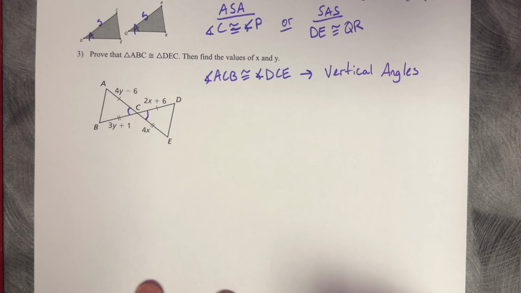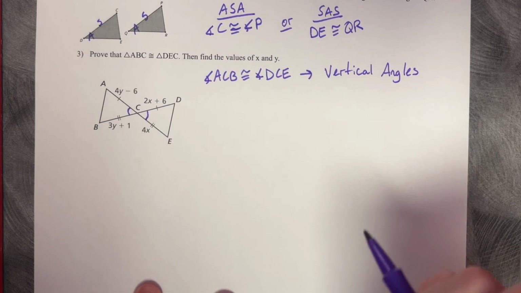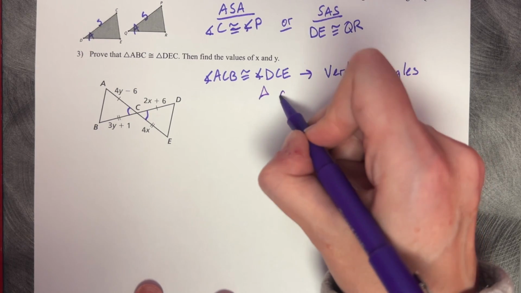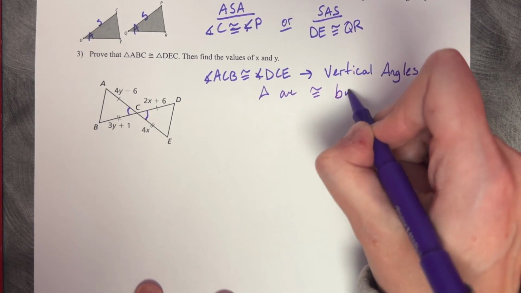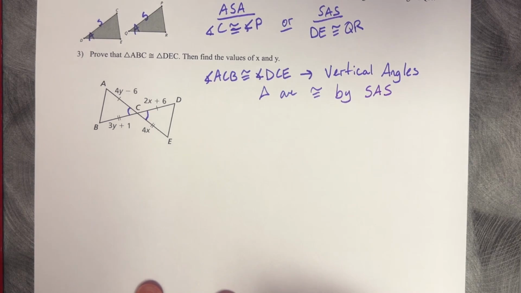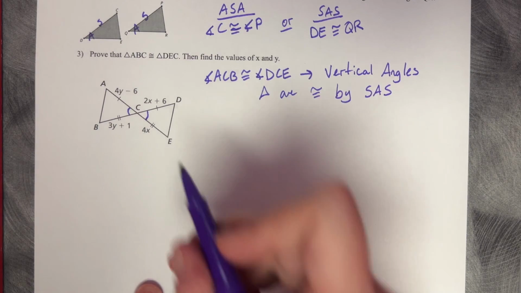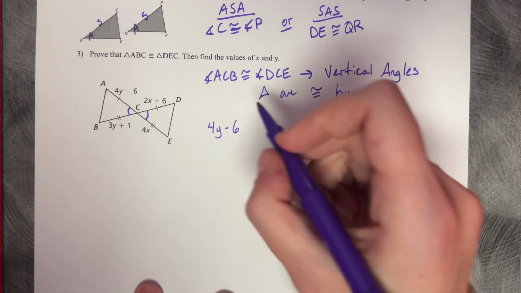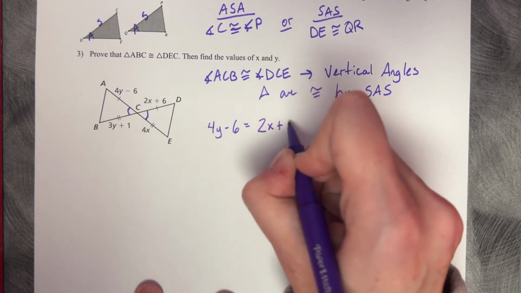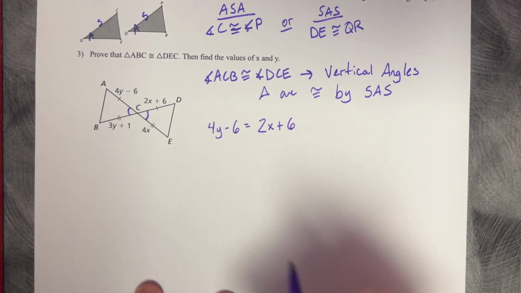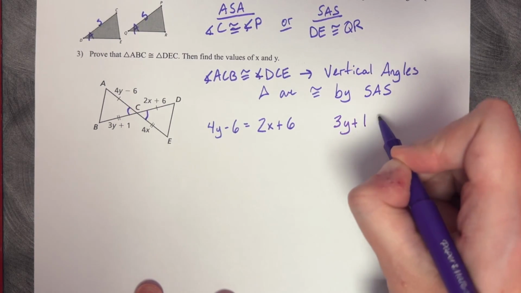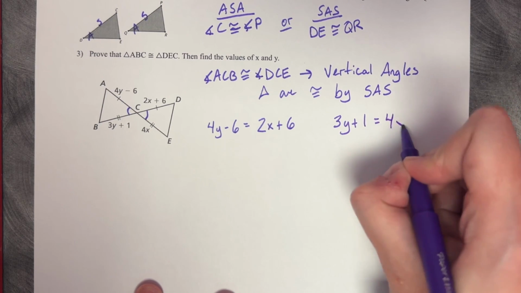And now we can set up some equations now that these two triangles are congruent to each other by side, angle, side. If that's true, then now we can set some equations up. So I can see that 4y minus 6, the single tick mark, is equal to 2x plus 6. And then my double tick marks are congruent to each other: 3y plus 1 is equal to 4x.